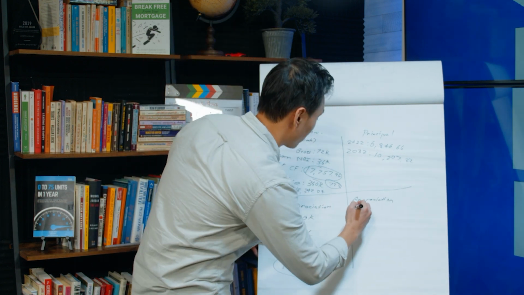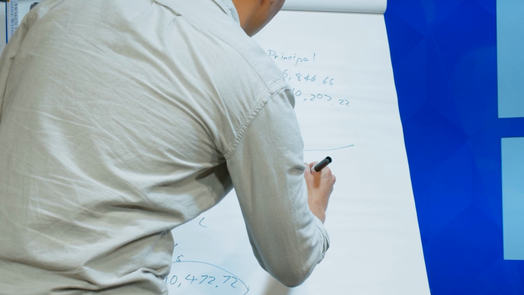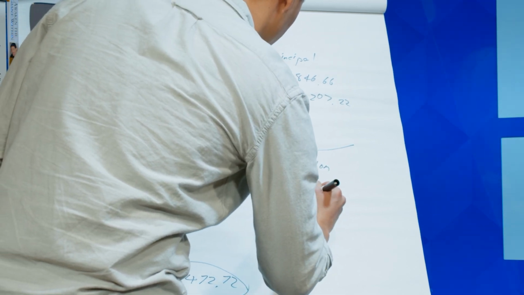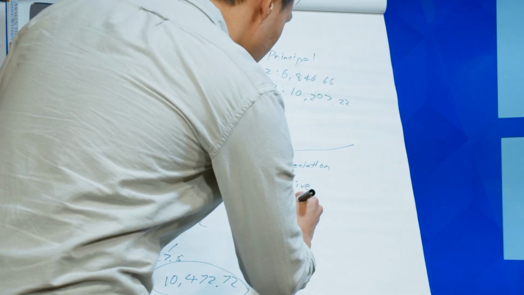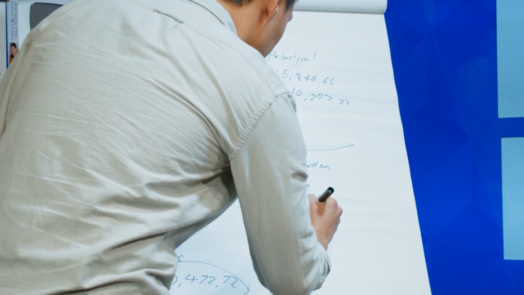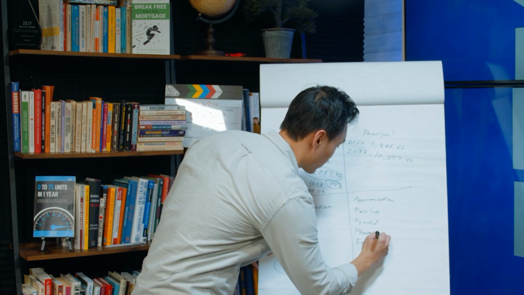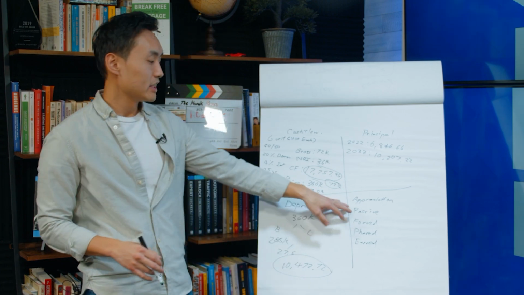First and foremost, we have what's known as passive appreciation. Then we have forced, and then we have phased, and last but not least, earned appreciation. Now, let me go down the list on what each of these mean.